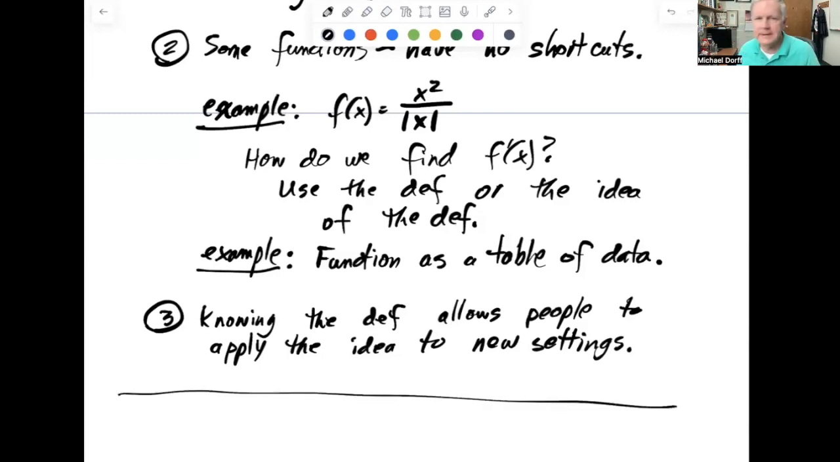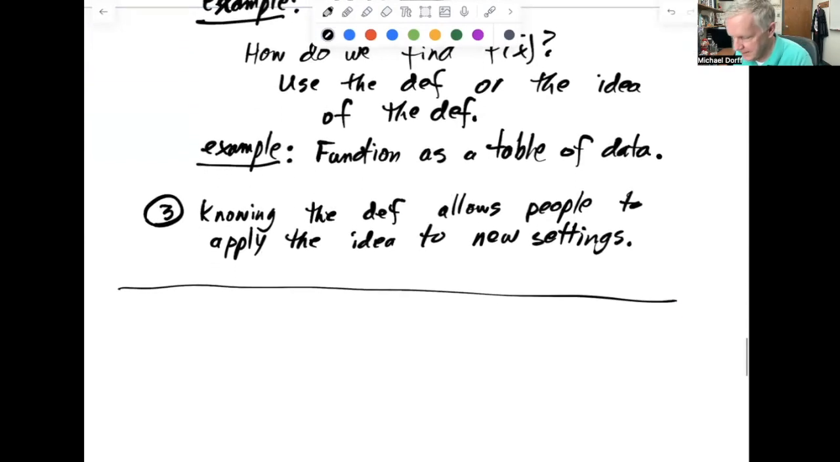So those are some reasons why the definitions are important. Given that, though, I'm sure a lot of you will be really happy as we move forward that we're now going to be talking more about these shortcuts. And the shortcuts aren't bad, they're good, but just remember that there's a reason why we have these definitions and why we need to use them.